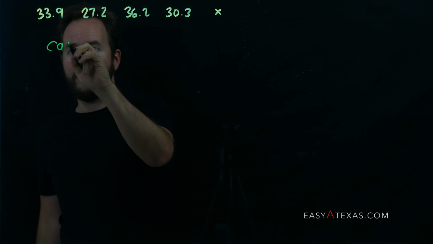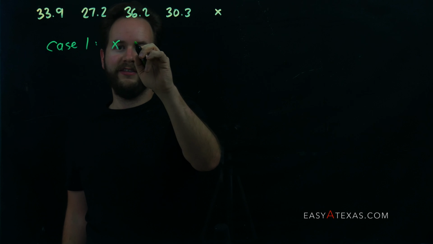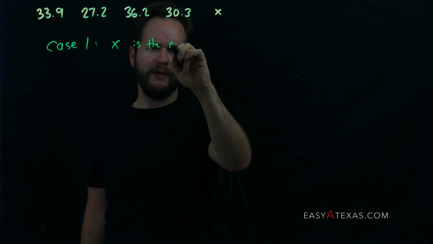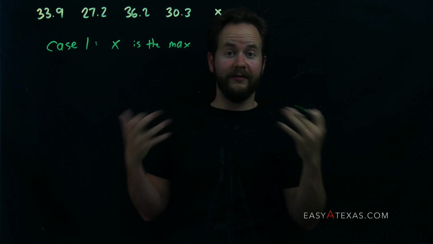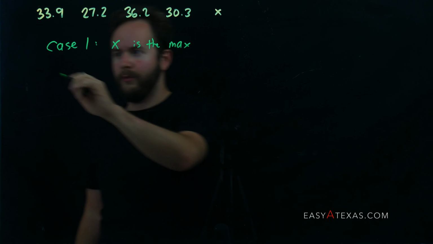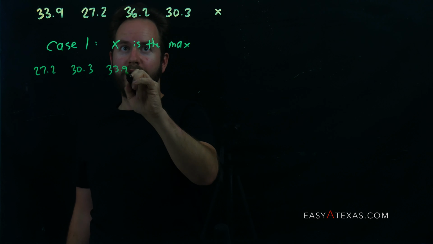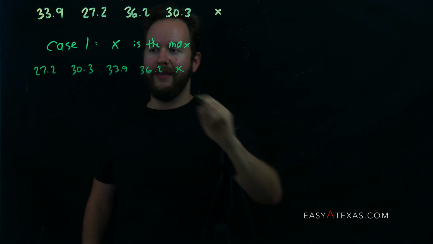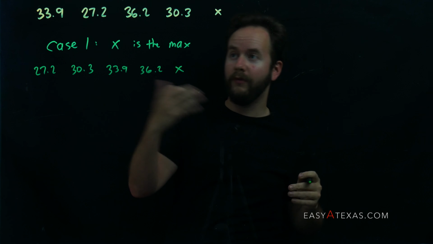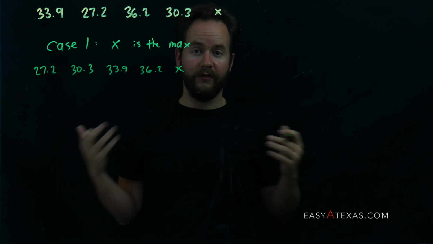Case 1 is where x is the biggest, or just above the median. Let's just say x is the max. And because it's the maximum, we're going to rewrite these in order. We'll have 27.2, 30.3, 33.9, 36.2, and then x. Remember, x is the largest, so I've listed it on the right. 27.2 is obviously the smallest, so I've listed it on the left.